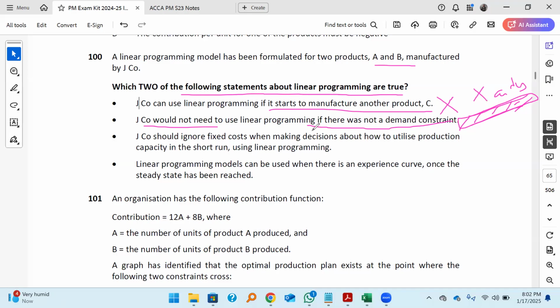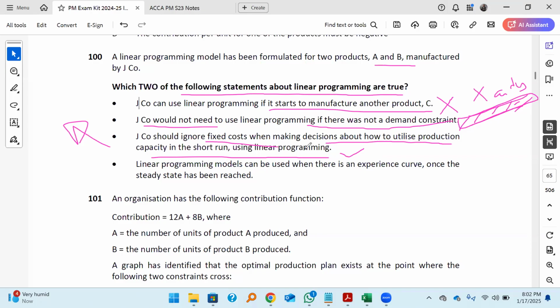Then the third statement says, J should ignore fixed costs when making decisions about how to utilize production capacity in the short run using linear programming. This is true, and this is true for most decisions that we make. We don't look at fixed costs, and I think you may know why, because fixed costs are costs that you're going to incur regardless of whether you produce less or more. So it ends up not making sense for us to even worry about them. So we just keep working without focusing on them. So this is the right statement.